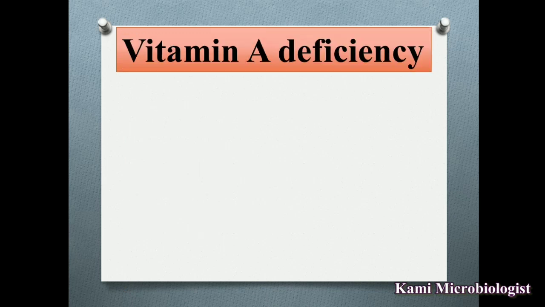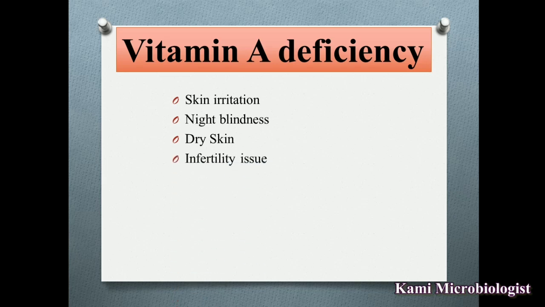Now let's see what will happen if there is a deficiency of vitamin A in the body. It can cause skin irritation, which we can say is like skin allergy. It can cause night blindness, meaning there will be a problem in eye vision. It can cause dry skin, and it can cause infertility issues, especially in males and females. It can also cause stunted growth in children. Stunted growth means a part of the body cannot grow, and it can affect the growth of the baby.